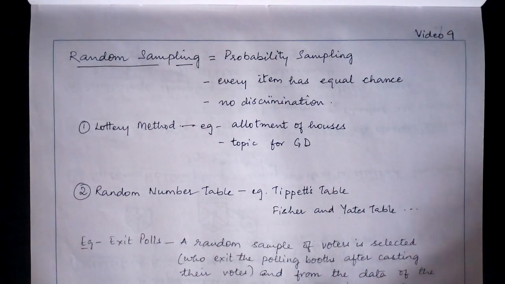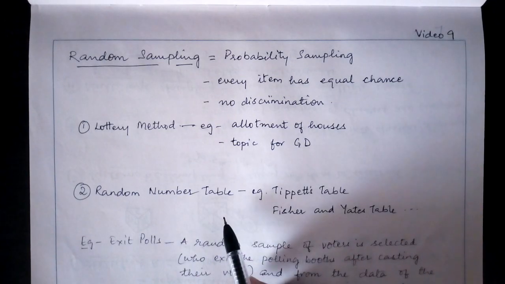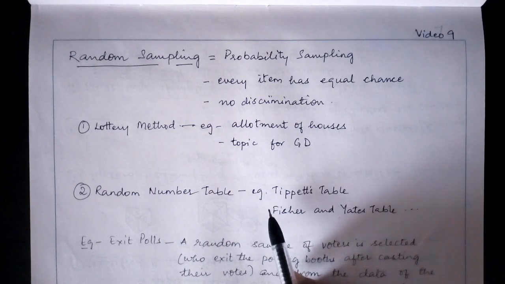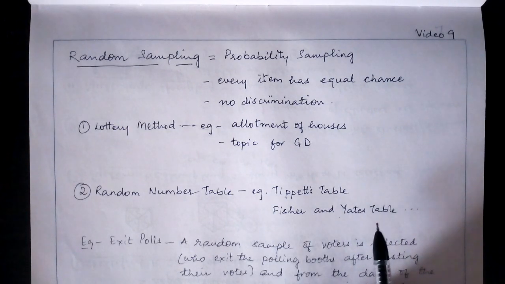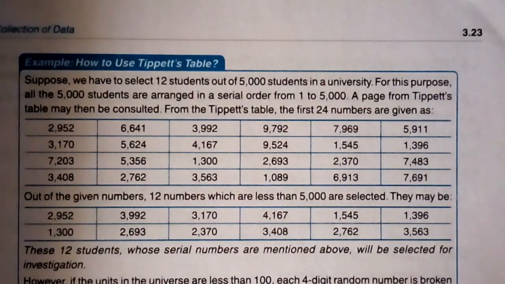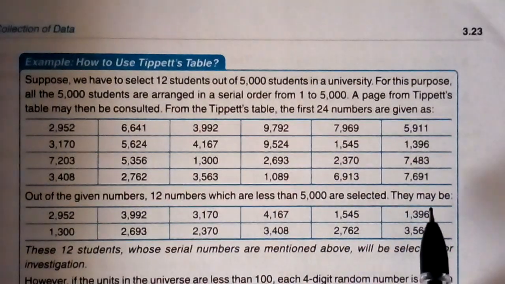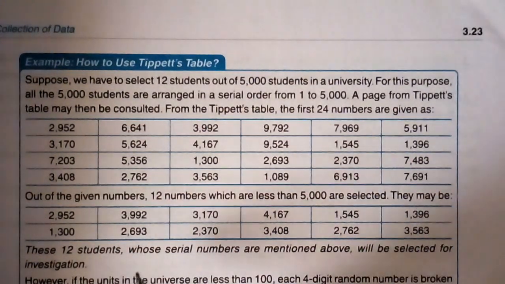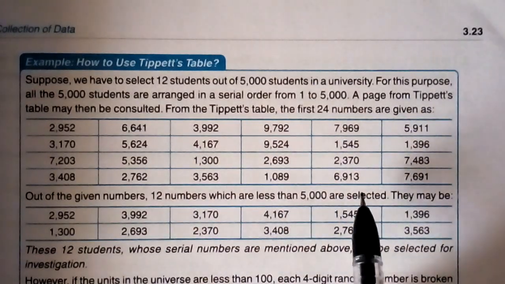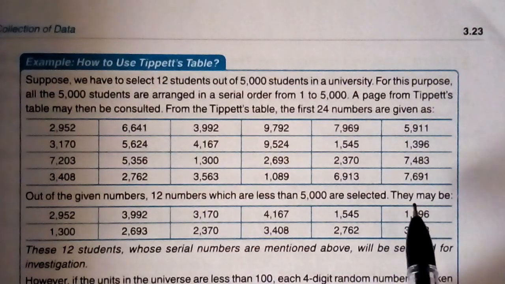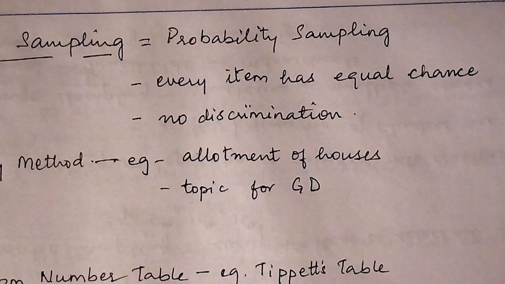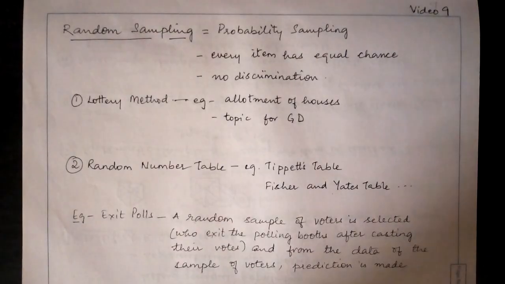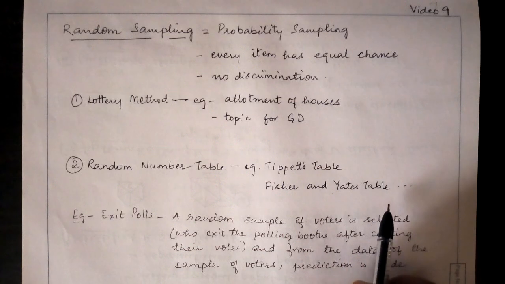The next one is the random number table. For example, a Tippett's table or a Fisher and Yates table. How is this used? This is a Tippett's table in which there are some numbers arranged, some 24 numbers are given, and from these numbers you have to select any of them to make a sample. So this is a Tippett's table. Other tables are the Fisher and Yates table, etc.